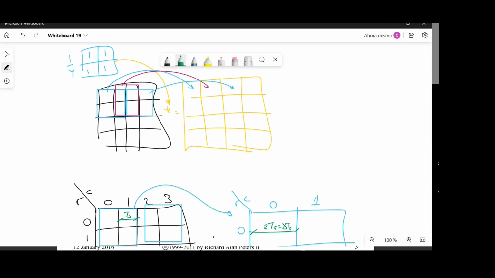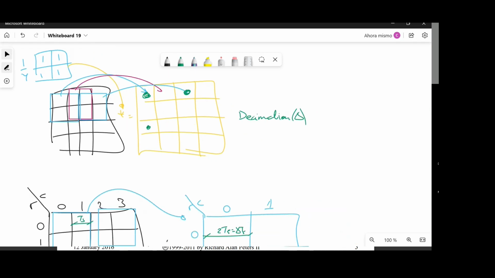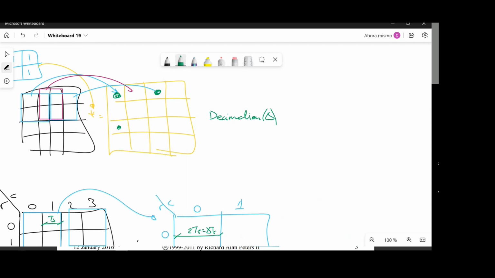So my sampling will be green now. I will take this value, this value, this value, and so on. And I will produce a new image. So I do now sampling, an operation called decimation. The decimation by factor delta is this thing where you go in steps of delta, and then my result will be just an image, but now it's only four values.